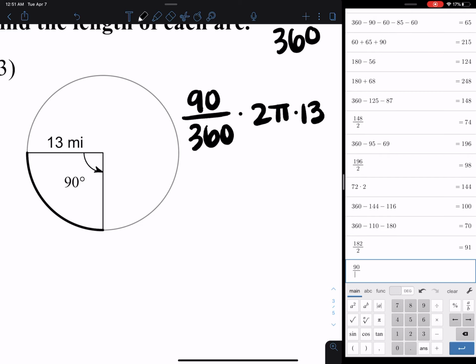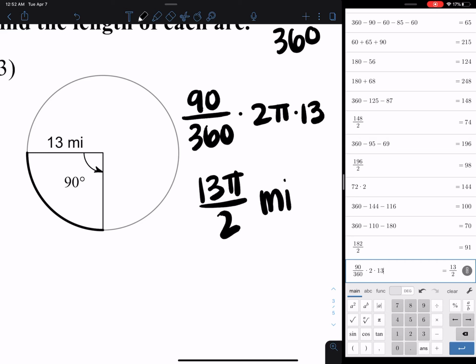So we're going to do 90 over 360. It's the first part. And then we're going to do times 2, not 5, 2, times, we're going to leave out the pi. So I'm just going to type in 13. And this says 6.5, but I'm going to click this little fraction button over here and it's going to tell me it's 13 over 2. So we left out the pi in the calculator, but we're just going to write it in the numerator. So it's 13 pi halves.